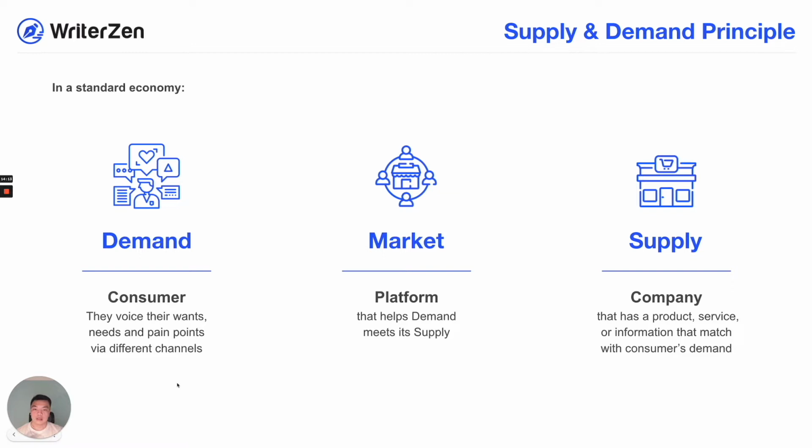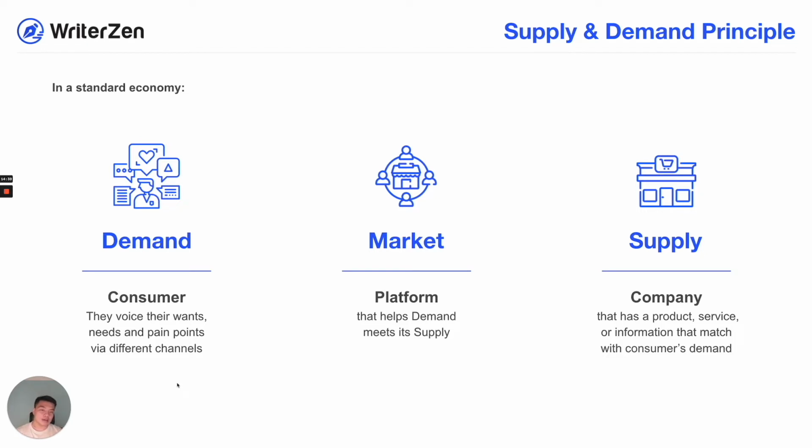Okay, so in a standard economy, you have three main elements. The first is demand, you have market, and then you have supply. On the demand end, it's represented by the consumer or the users. Market would act as a platform, and supply is a company or individual that has the product, service, or information that will match with the consumer demands.